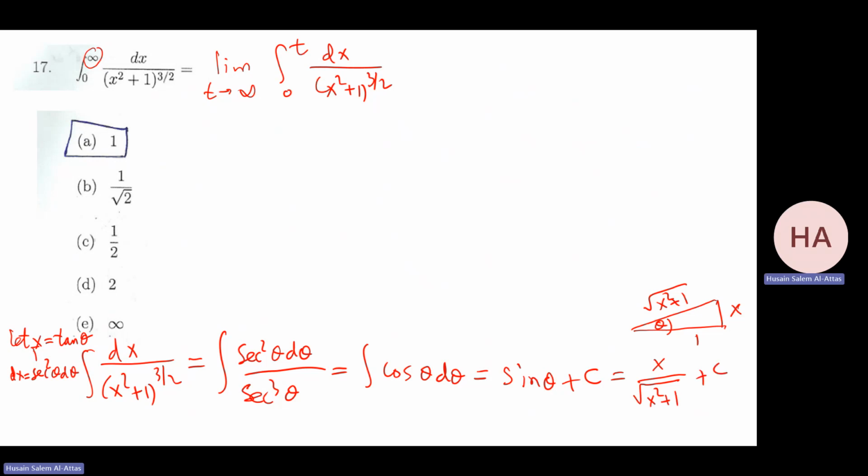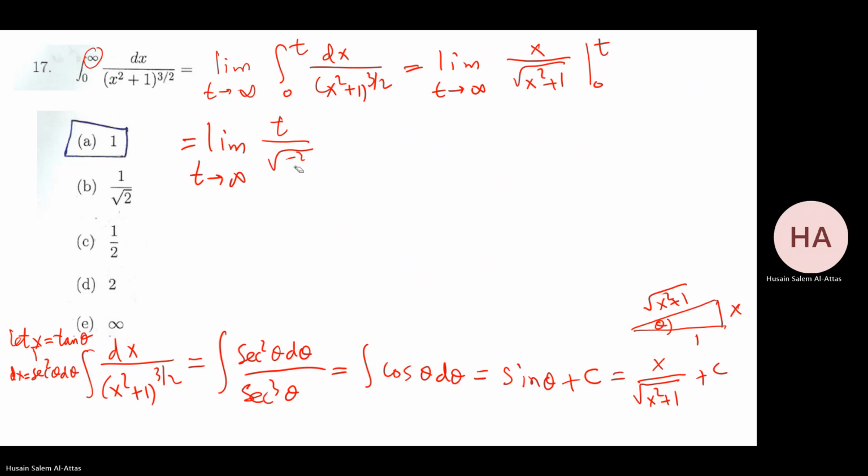Okay, now let's apply this there. So I have the limit, t goes to infinity. What will be this integration? It will be x over the square root of x squared plus 1 from 0 to t. Do the calculation. Limit t goes to infinity. Substitute, I have t over the square root of t squared plus 1, minus zero over 1, which is 0. That's it. Now it's a limit problem.